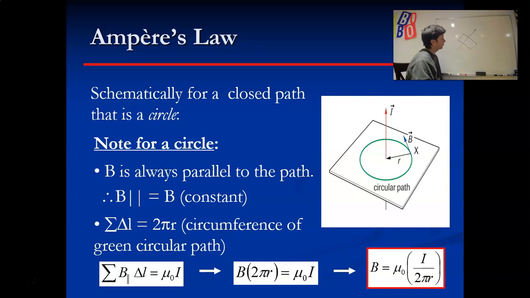Now, in this case, a rectangle is a very poor choice to apply Ampere's law, because the magnetic field around that wire is circular.